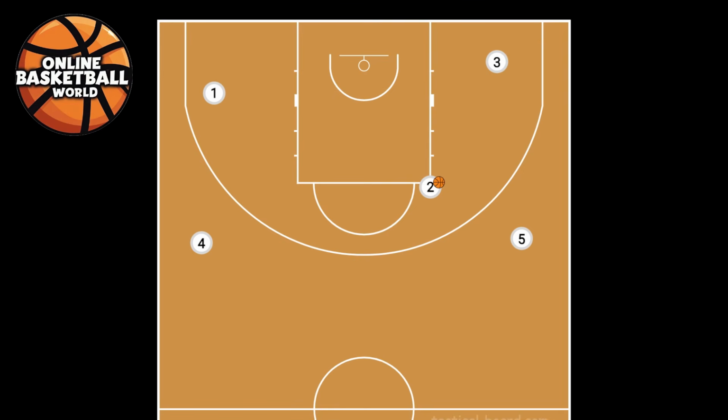So this simple, basic 5-out offense will achieve all of those things and start teaching your athletes the basic things that they need to learn how to play in an offensive system.